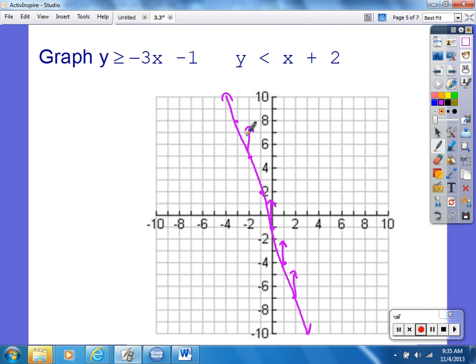Now I'll draw the other one. Positive 2, up 1 over 1. Dotted line. And on this one, the arrows would be going down. So notice I found a point, I just put an arrow going straight down. Oh, they seem to be overlapping. Right in here.